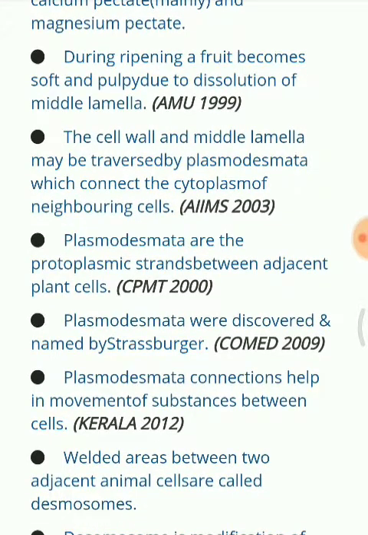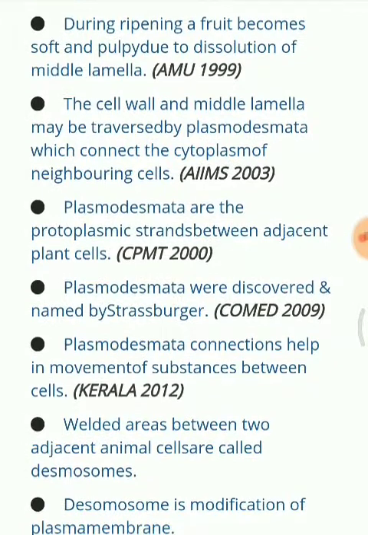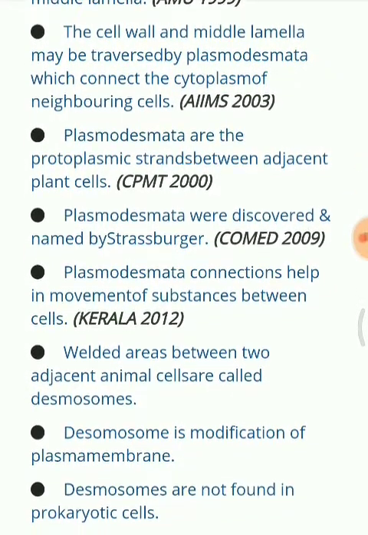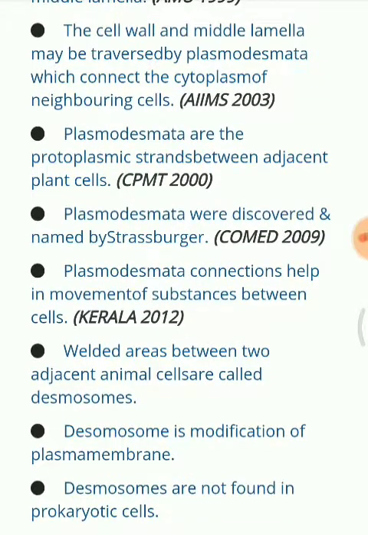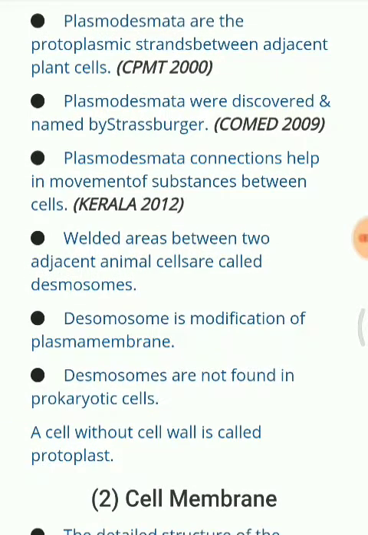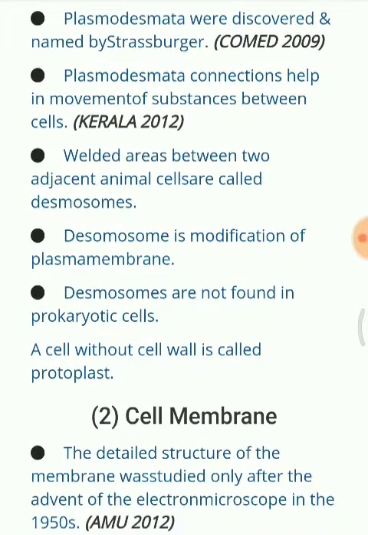Plasmodesmata are the protoplasmic strands between adjacent plant cells. Plasmodesmata were discovered and named by Strasburger. Plasmodesmata connection helps in movement of substances between cells. Welded areas between two adjacent animal cells are called desmosomes. Desmosomes are a modification of the plasma membrane. Desmosomes are not found in prokaryotic cells. A cell without a cell wall is called a protoplast.